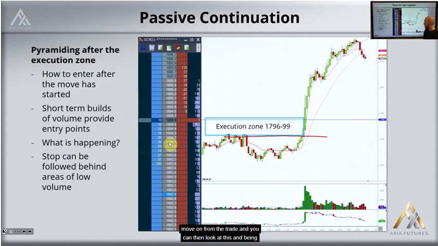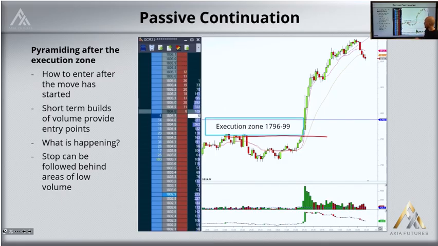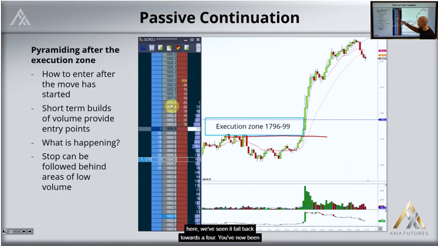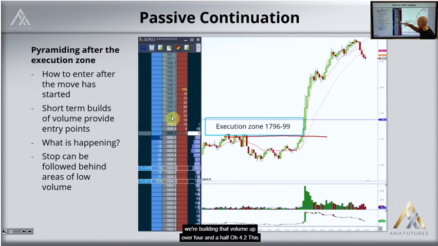You can move on from the trade and you can then look at this and think, okay, right, well, is there an opportunity to pyramid further? Is there a chance to add anything more onto this trade? Do I need to be exiting? If you've got a target, then your target can stay as is, you can exit the trade. But as you see here, we've seen it fall back towards 04. You've now been given information that's showing you the market's starting to stall. We're building that volume up.